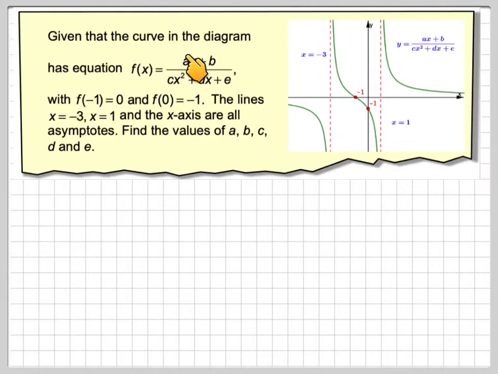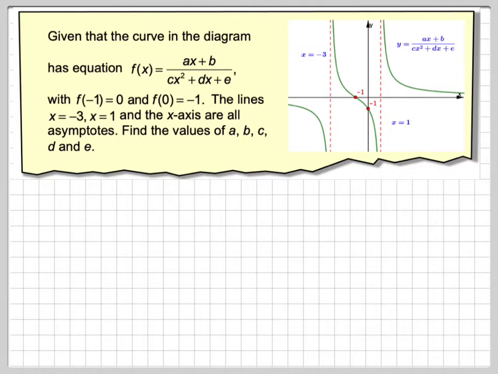Given that the curve in the diagram has equation f of x is equal to ax plus b divided by cx squared plus dx plus e, where f of minus 1 is equal to 0 and f of 0 is equal to minus 1, the lines x is equal to minus 3 and x is equal to 1 and the x-axis are all asymptotes, find the values of a, b, c, d and e.